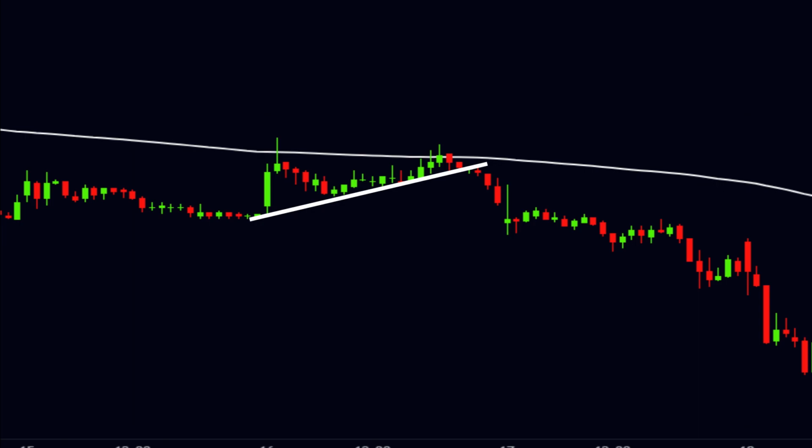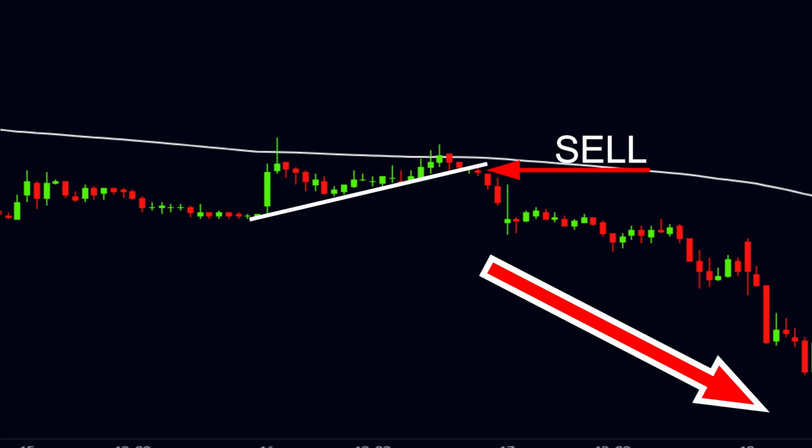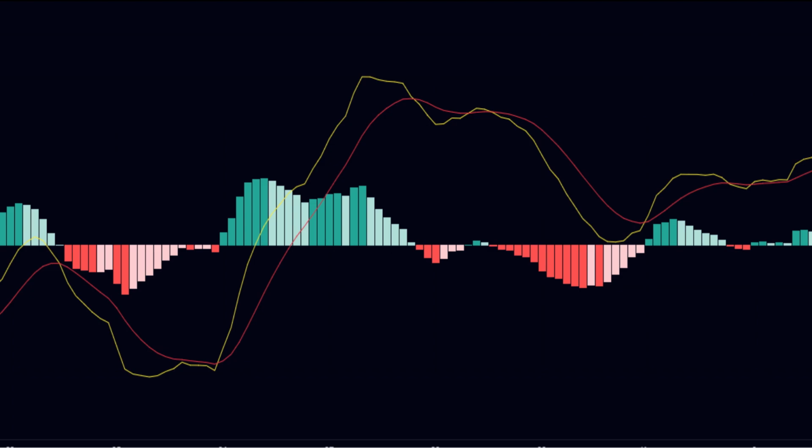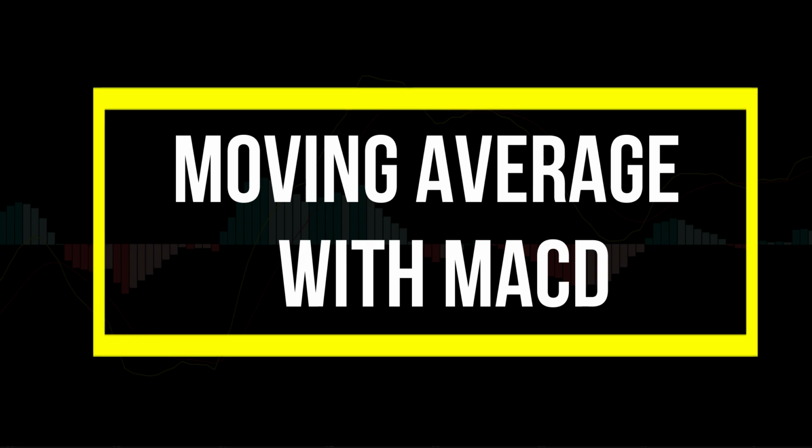Now find at which point, the price crossover with the trend line. As you can see here, the price crossover the trend line, so we will sell at this candle. After our sell entry, the price made a good down move. You can use moving average with indicators such as RSI, MACD, and some more effective indicators. In our next strategy, we will use moving average with MACD.